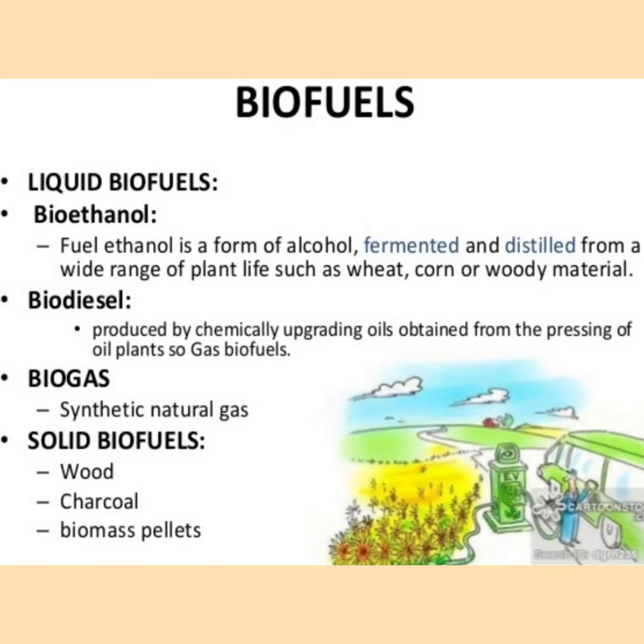Ethanol is a form of alcohol which is fermented and distilled from a wide range of plants such as wheat, corn or woody material. Biodiesel is produced by chemically upgrading oils obtained from pressing of the oil plants. Gas biofuels include biogas, and synthetic natural gas is also obtained. Solid biofuels come from wood, charcoal and biomass pellets.